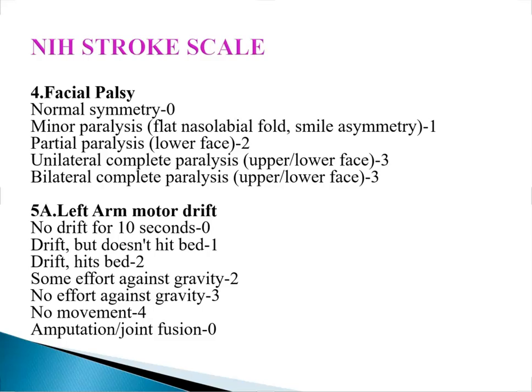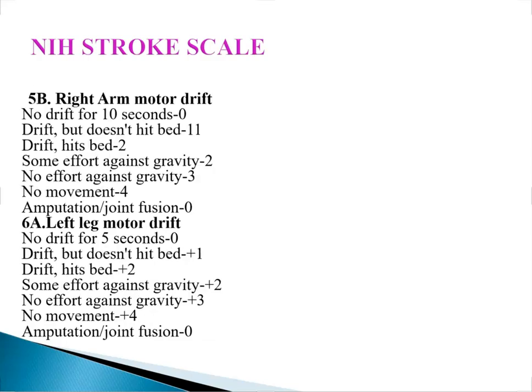And regarding the motor drift, left arm: no drift for 10 seconds is scored as 0. Drift but doesn't hit the bed, 1. Drift and hits the bed, it is 2. If there's some effort against gravity, 2. No effort against gravity is 3. No movement at all is given as 4. If there's amputation or joint fusion, it is given the score of 0.